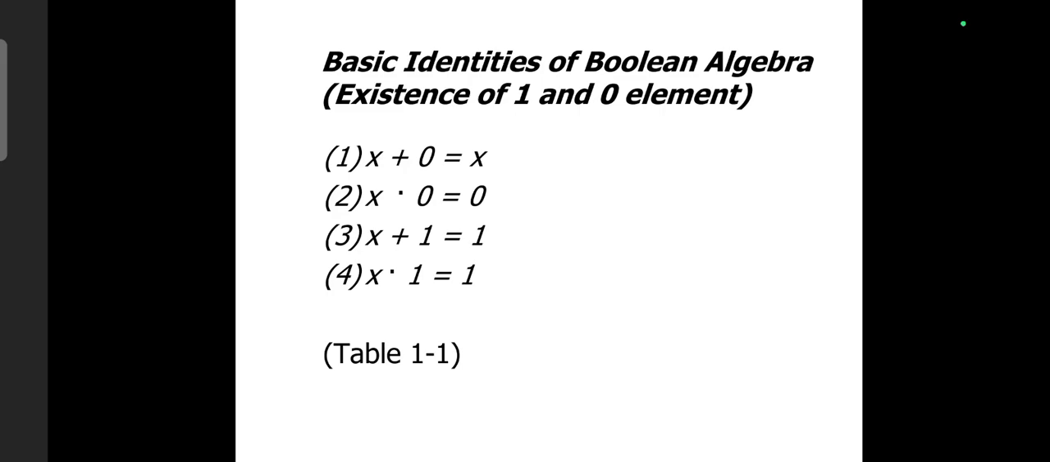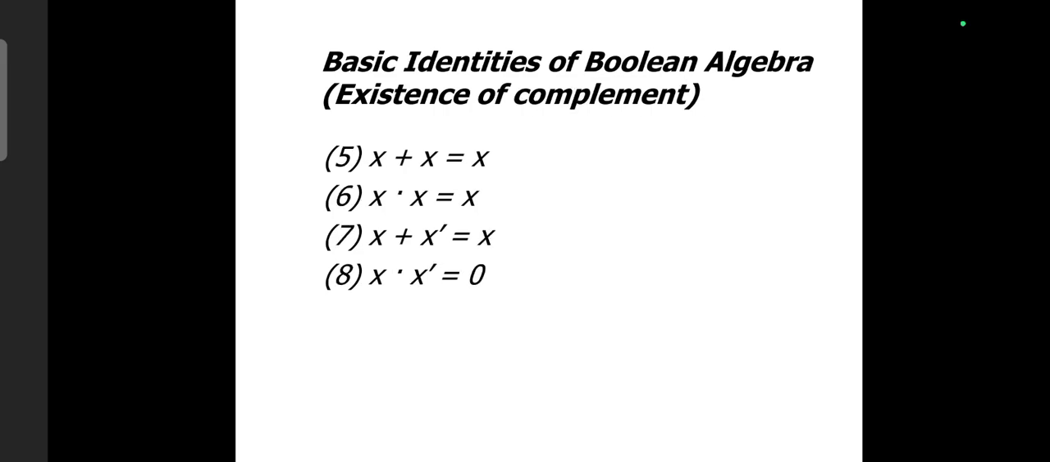X plus 0 equal to x. Adding 0 to a variable does not change the variable. X into 1 equal to x. Multiplying by 1 doesn't change the variable. X plus 1 equal to 1. If one input of an OR operation is 1, the output is always 1. X into 0 equal to 0. If one input of an AND operation is 0, the output is always 0. So these identities simplify the digital expressions and reduce the circuit complexity.